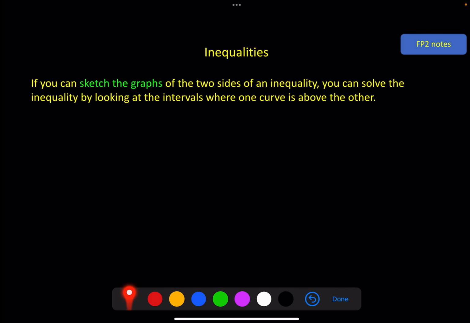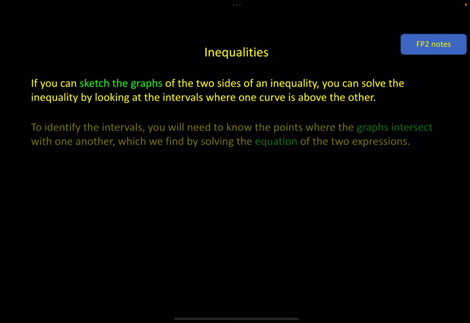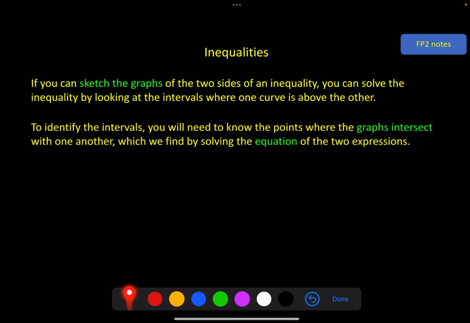If you can sketch the graph of the two sides of the inequality, you can solve the inequality just by looking at the intervals where one curve is above the other. To identify the intervals, however, you will need to know the points of intersection of the two graphs, and you'll find that by solving the equation of the two expressions. So again, there is going to be a bit of algebra in this method, but the main method is going to be sketching the graphs.